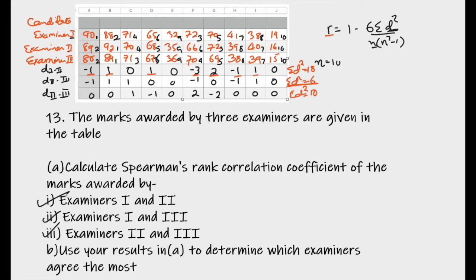So let me write the first one first. Examiner 1 and 2. What is R for them? R is equal to 1 minus 6, and d square is 18, divided by 10, and 10 square, 100 minus 1, 99. So let's see what it gives me.